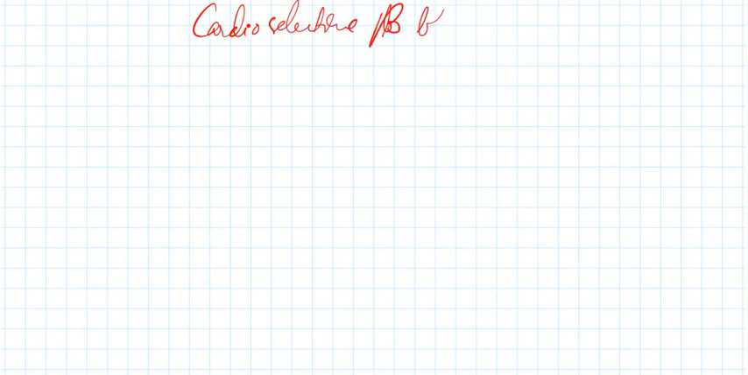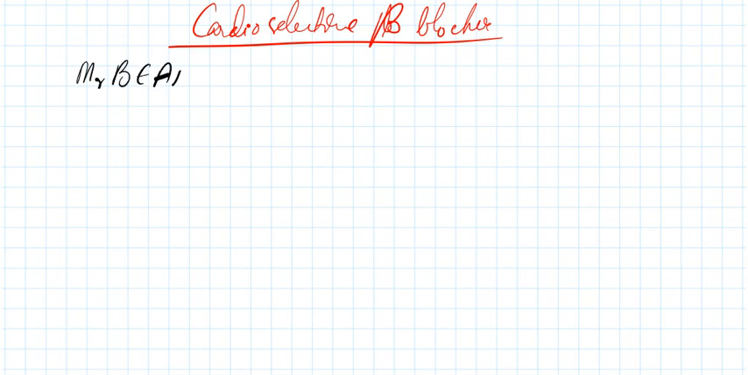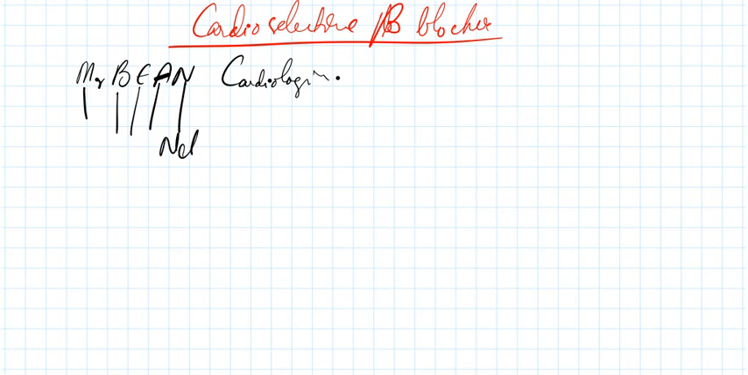In this, cardioselective beta blockers. What are the cardioselective beta blockers? I will give you one mnemonic: Mr. Bean, cardiologist. M for metoprolol, B for betaxolol, bisoprolol, E for esmolol, A for atenolol, N for nebivolol. And this is the most cardioselective beta blocker.